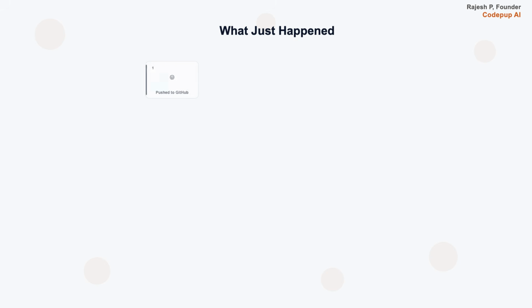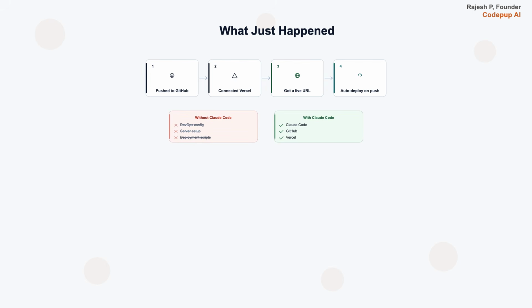Let's step back. You pushed your code to GitHub with one prompt. You connected Vercel and deployed with another. You got a live URL anyone can visit, and every future change auto-deploys when you push. You went from running on my machine to live on the internet. No DevOps, no server configuration, no deployment scripts, just Claude Code and 2 platforms that handle the rest.